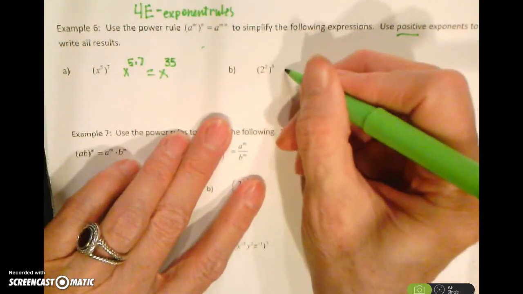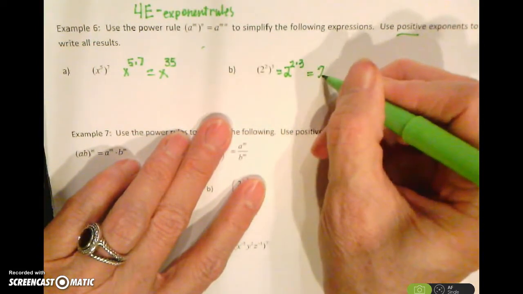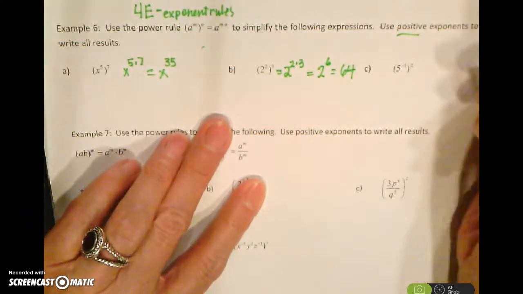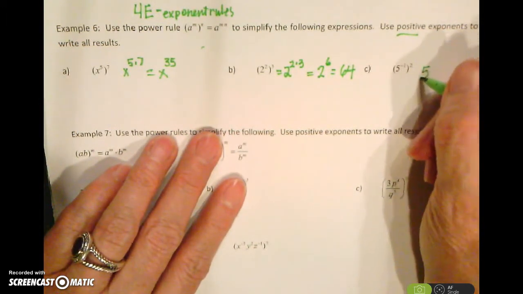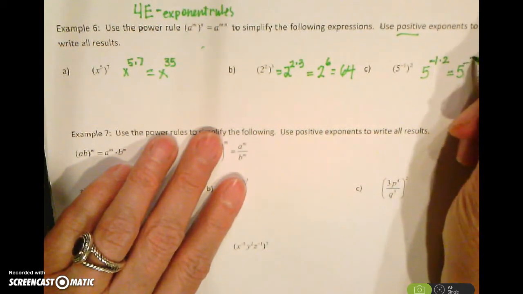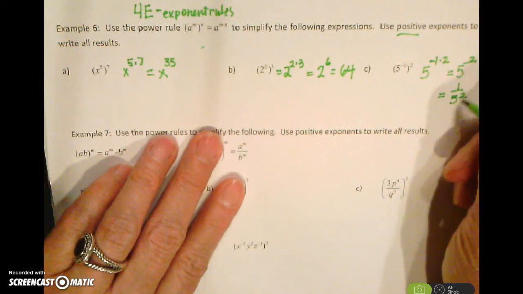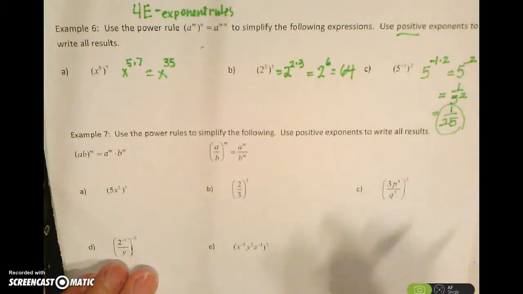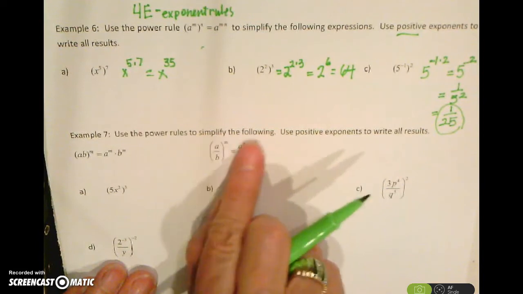2 squared cubed, my base is 2, and then I'm going to multiply the exponents 2 times 3 and get 2 to the 6th power, which is 64. And here I have 5 to the negative 1 and then squared, so that's going to be 5, my base, negative 1 times 2. So that's 5 raised to the negative 2, and I need to write it with a positive exponent. So 1 over 5 squared, which is 1 over 25, finally.